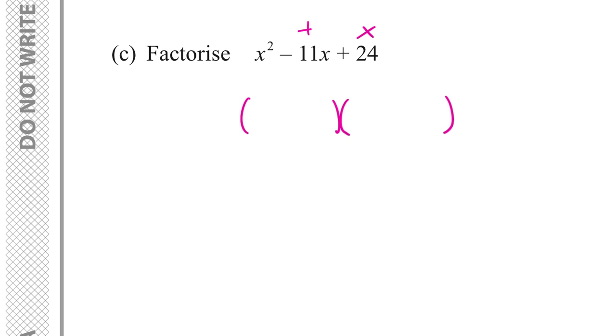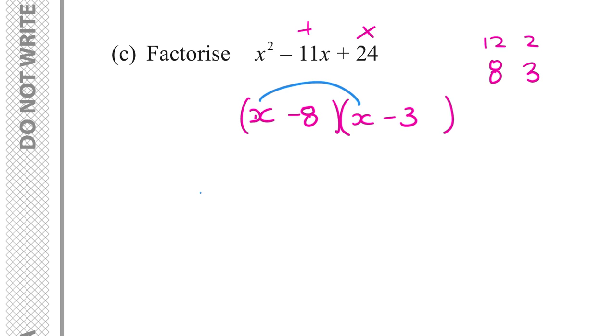2 numbers that multiply to give me 24. 12 and 2. Will that give me 11? No. 2 other numbers that multiply to give me 24. 8 and 3. Can 8 and 3 be manipulated to give me 11? Yes, minus 8 minus 3. So x minus 8 and x minus 3. Okay, let's double check this works first. That's wrong. Okay.